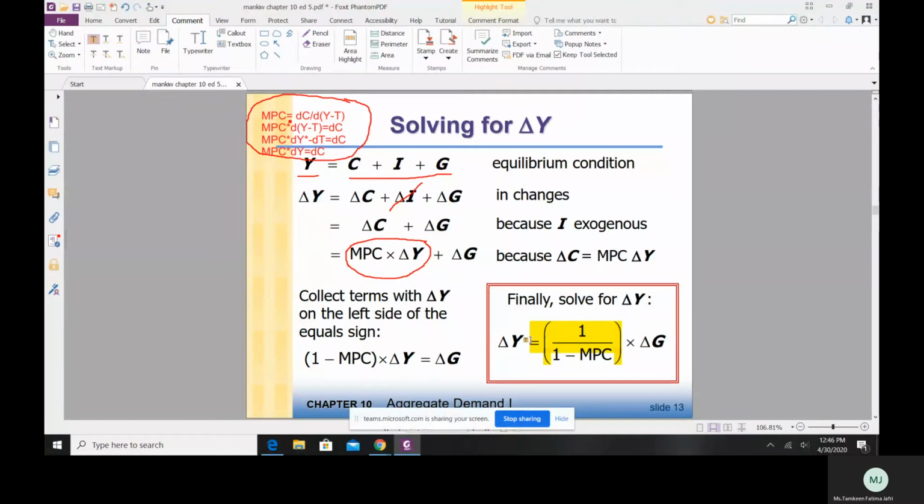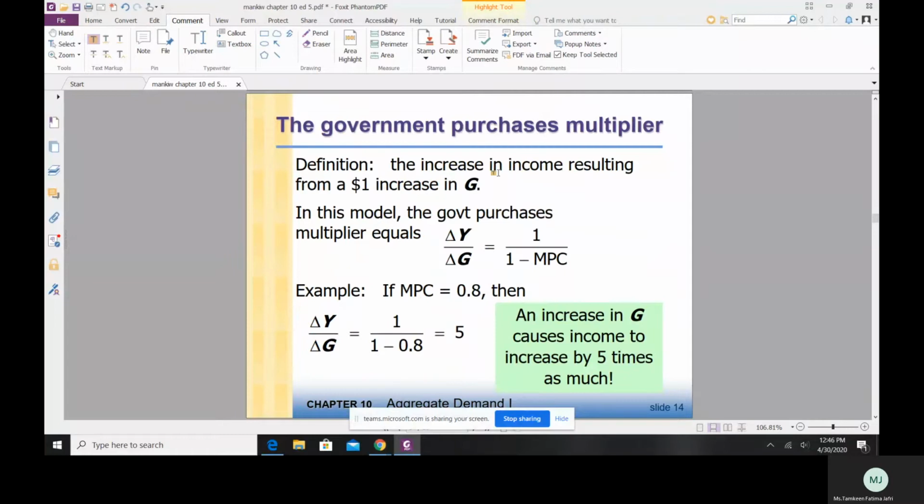What this tells me is that agar G increases by, let's suppose, $1, what will be the consequent change in Y? Coming to the next slide here. So let's suppose the increase in income resulting from $1 increase in G. Okay, so we are trying to find out the multiplier effect here. So we are assuming that G increases by $1. In this model, the government purchases multiplier equals change in Y divided by change in G is equal to 1 divided by 1 minus MPC.